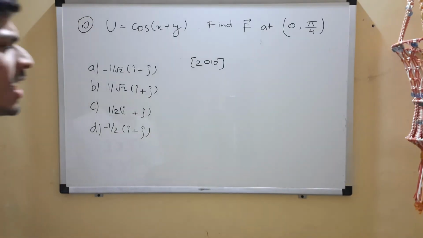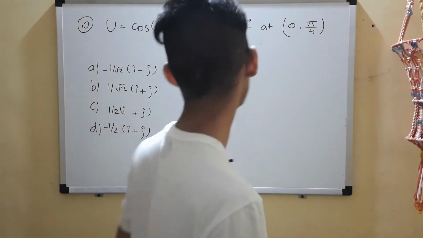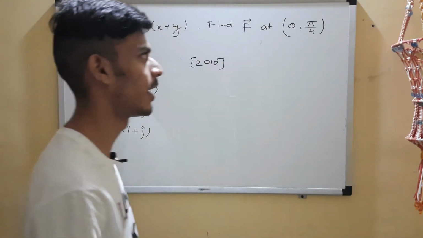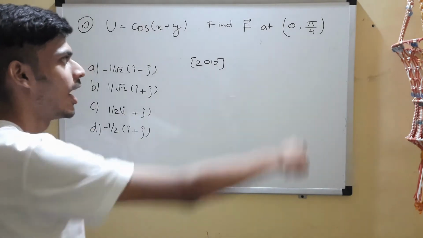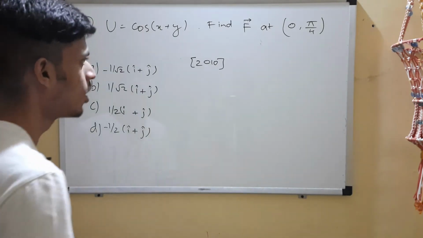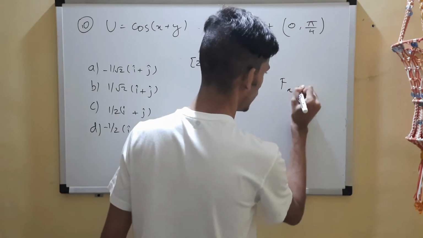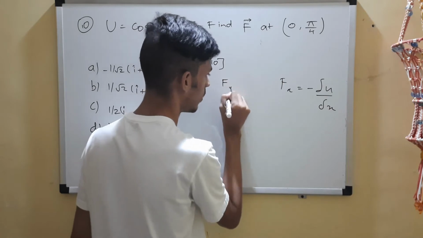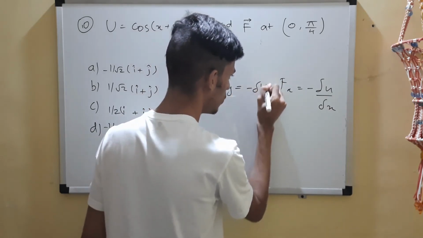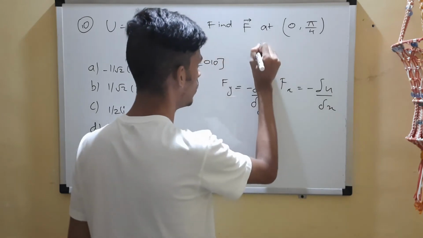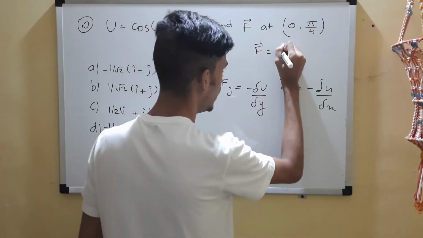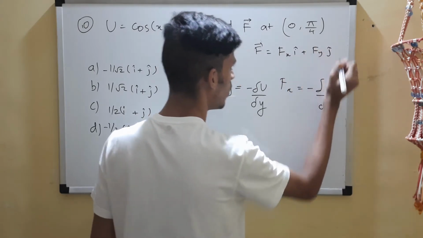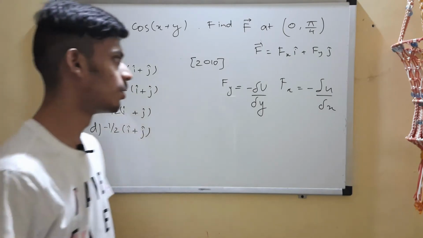Question 10 from 2010, you guessed it, it's from conservative forces, right? So potential energy is given as a function of x and y. You are supposed to find the force vector. Quite a simple question. You have to find the force vector at 0, pi by 4. So how will you do it? First of all, you'll find fx using minus del u by del x. Then you'll find fy, which is minus del u by del y. Then you'll bring them under one roof, right? fx i cap plus fy j cap. So this will be our force vector, right? So I hope you know how to do this.